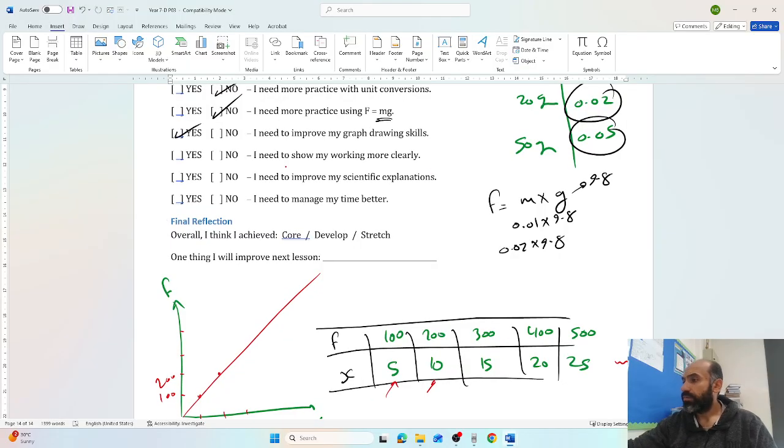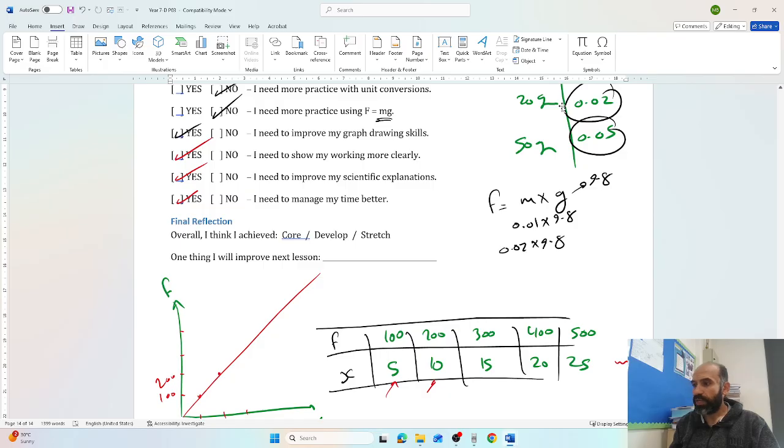If it's okay, you will say no, I don't need. I need to show my work more clearly. I think a lot of us need to do this. I need to improve my scientific explanation. Yeah, maybe. I need to manage my time better, because it seemed that you couldn't finish the task on time. I took more time like this. It's 53, but as you can see, I'm explaining this to you.